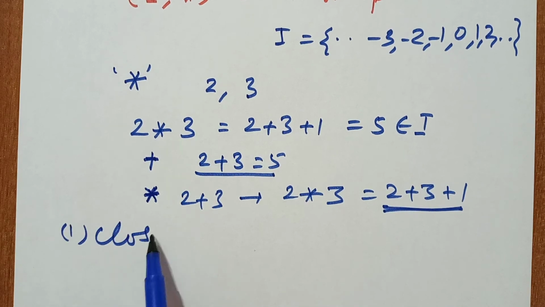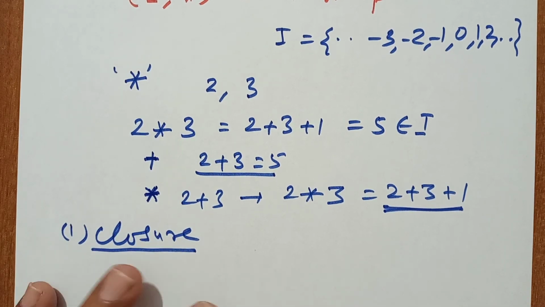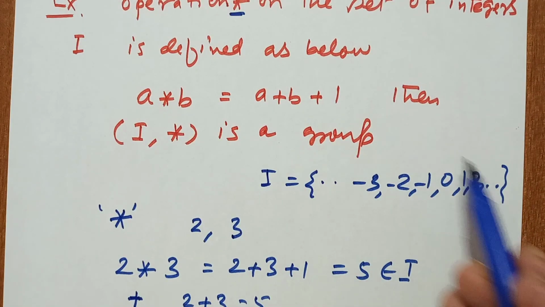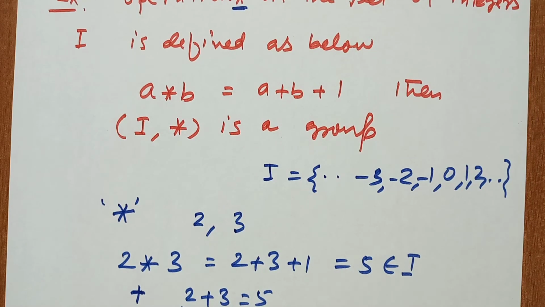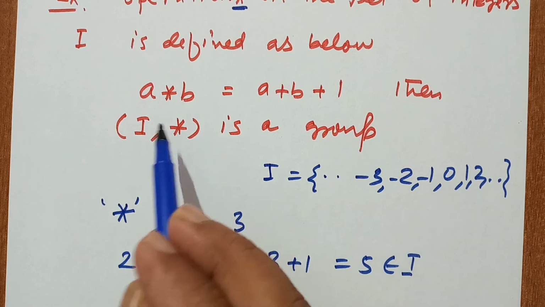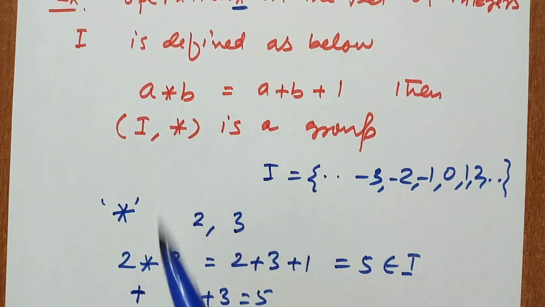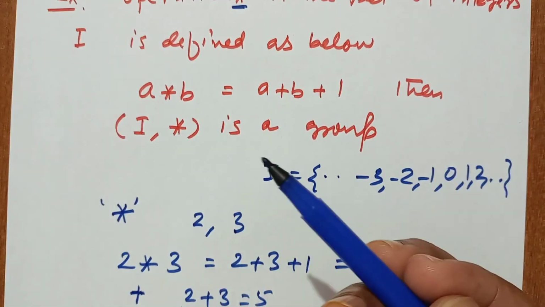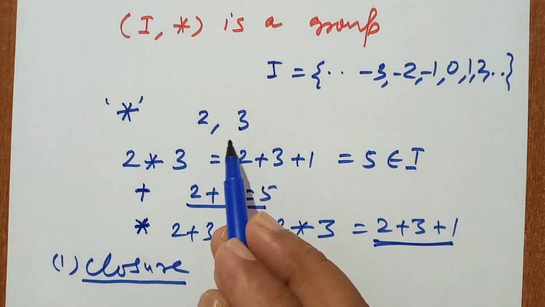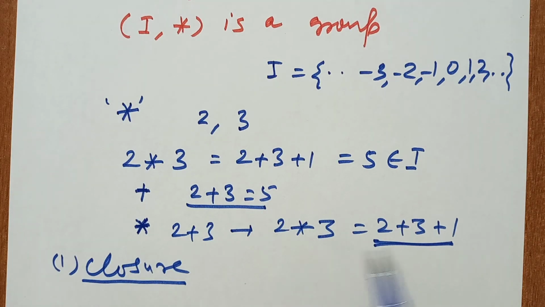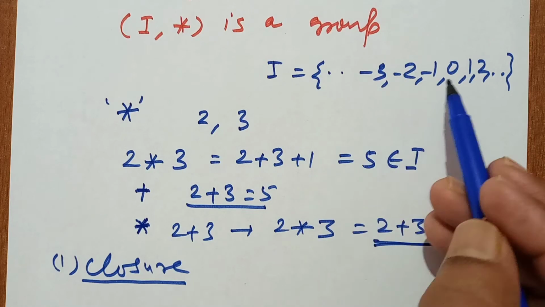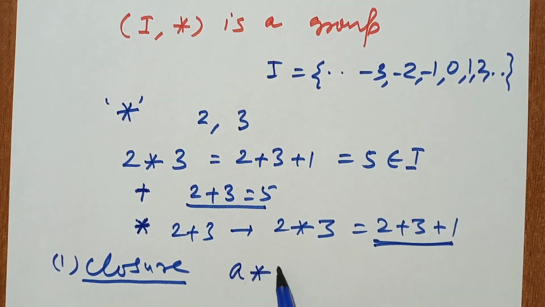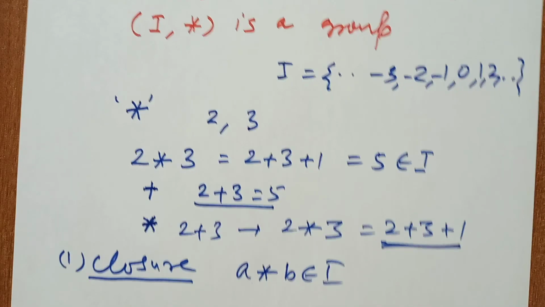Okay, closure law. What is closure law? Closure law says that if you take any two elements of this set and apply the operation, then for any two elements a and b, a star b will also be in I. As we know, for any two integers, a plus b is also an integer, and a plus b plus 1 will also be an integer. Like you have taken 2 and 3, so 2 star 3 is equal to 5, and 5 is in I. So this is very easy to see. a star b belongs to I. This is closure law.